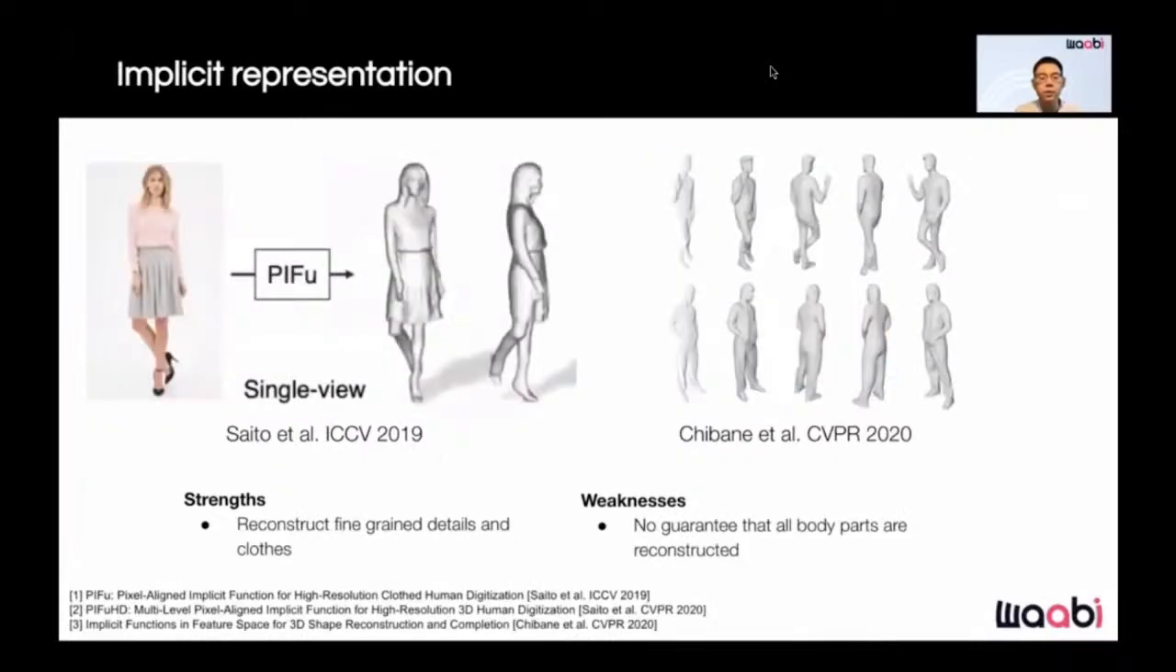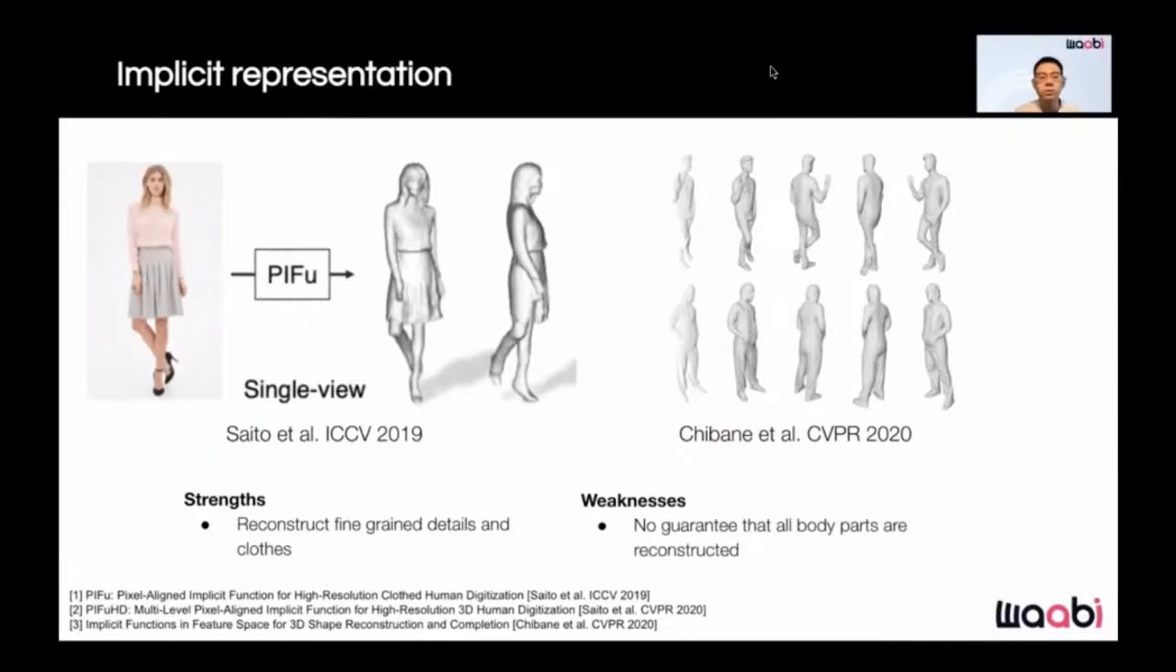Recently, some papers use implicit representation to represent the human shape. Then they perform marching cubes to find the underlying human mesh. This line of work can reconstruct fine-grained details and clothing. The limitation is that not all body parts are guaranteed to have been reconstructed due to depth ambiguity.